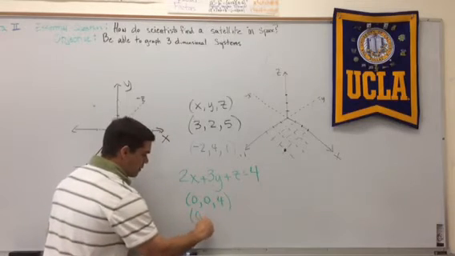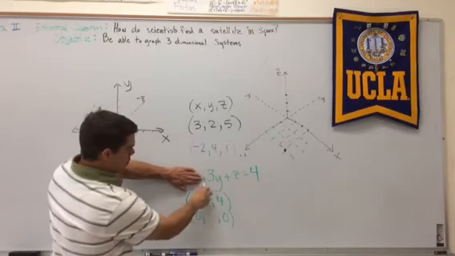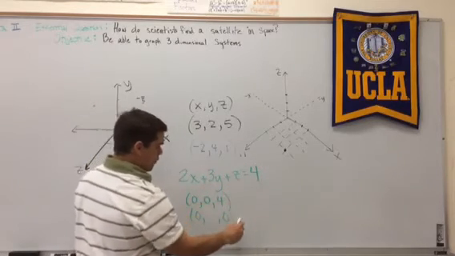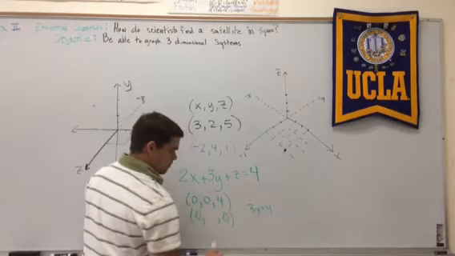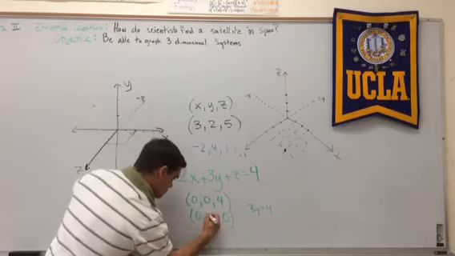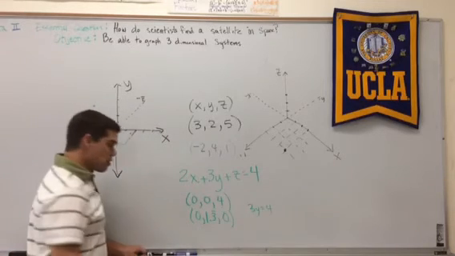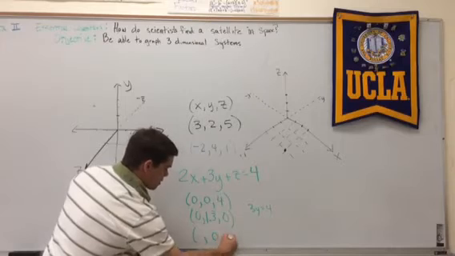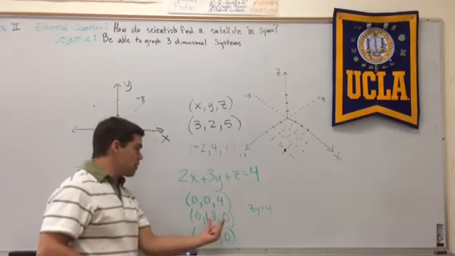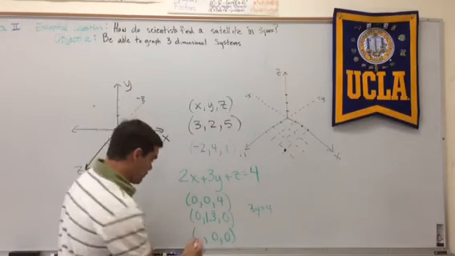Let's plug in 0 for x and 0 for z. We've got 3y plus 0 equals 4. If 3y equals 4, y equals 4 divided by 3. 4 divided by 3, remember 6th grade? 1 1/3. Plug in 0 for y and 0 for z is our last point that we're going to graph. 2x equals 4. So that means x is 2.